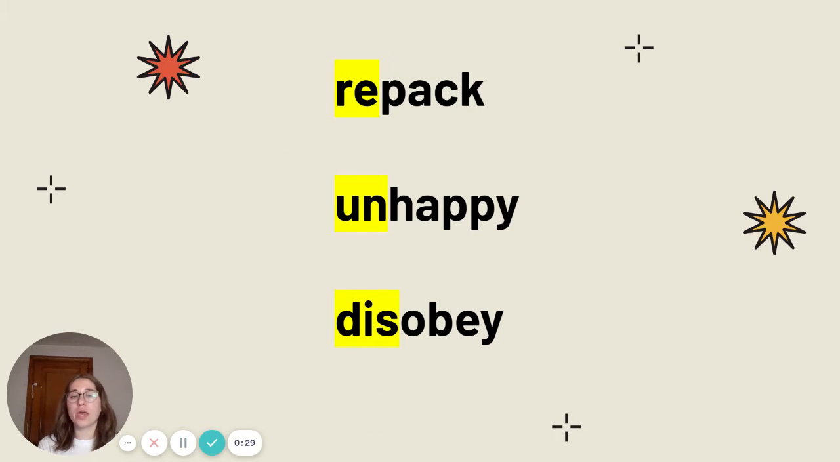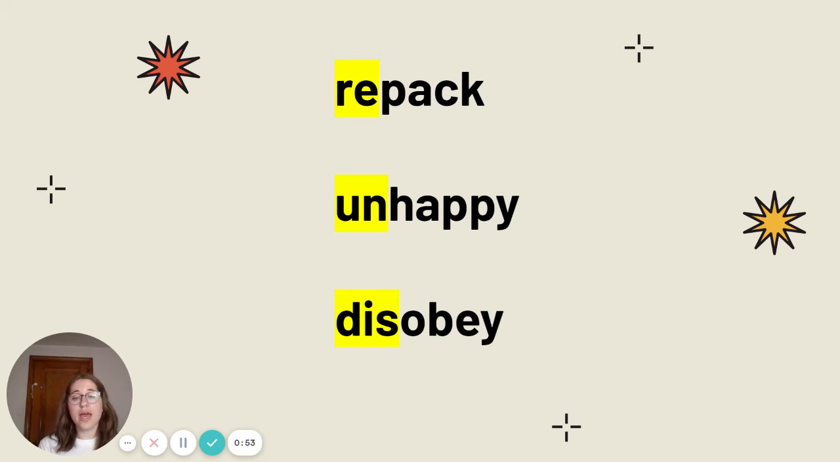Let's look at some examples. We have repack, unhappy, and disobey. Each of the prefixes is highlighted. So each of those word parts changes the meaning of the word. So repack means to pack again. Re, the prefix, means again. And when you put it in front of pack, it means to pack again.